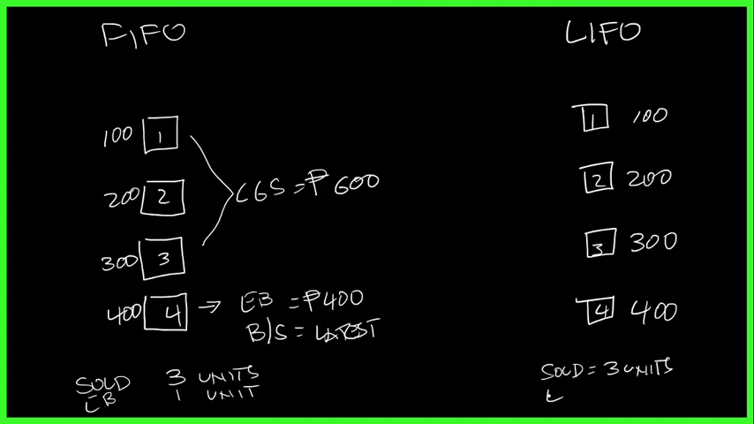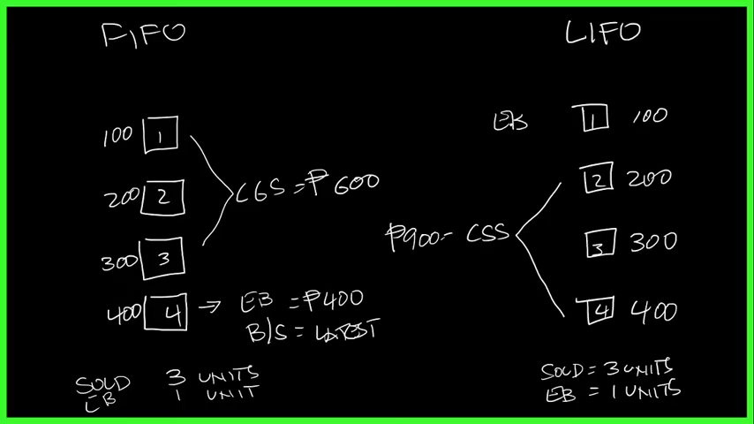Okay, and then the ending balance is now 1 unit. So, last in, first out, 3 units. So, we assume that this is your cost of goods sold. Okay, so what's the value for your cost of goods sold? You now have 2 plus 3 plus 4. So, you have 9. Ayaw sumunod ng kamay ko. You have 900 pesos. Okay. And what is your ending balance? Yung hindi na ibenta, that is now 100 pesos.